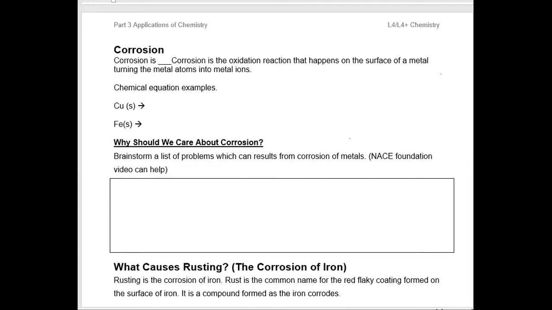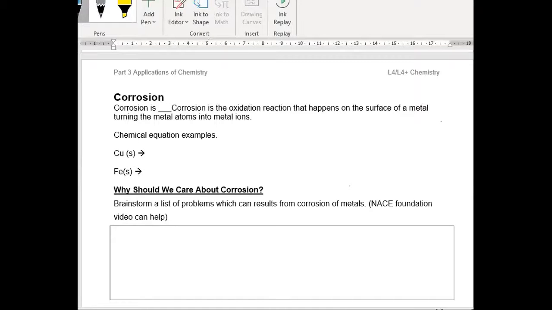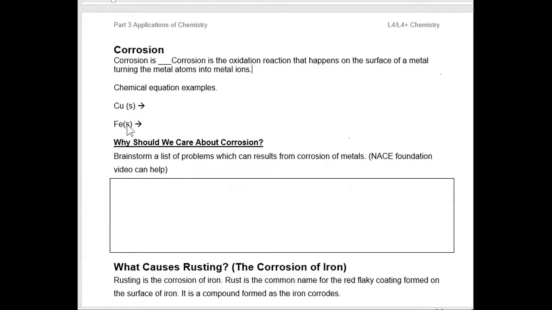State the chemical equation, and then you've got two examples. Well, as you see there, it says copper solid. Now, copper does corrode, and when it corrodes, it loses electrons, hence the whole oxidation reaction part of the definition. So copper, now it's a transition metal. Now transition metals are called the transition metals because their valency can change. So copper could become Cu+ or Cu2+.